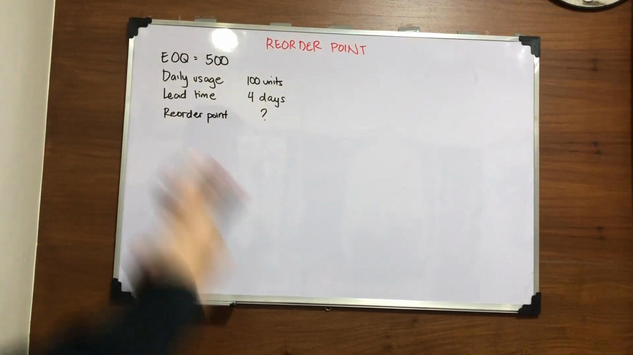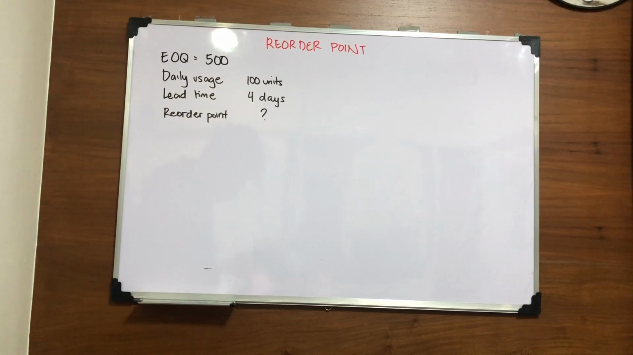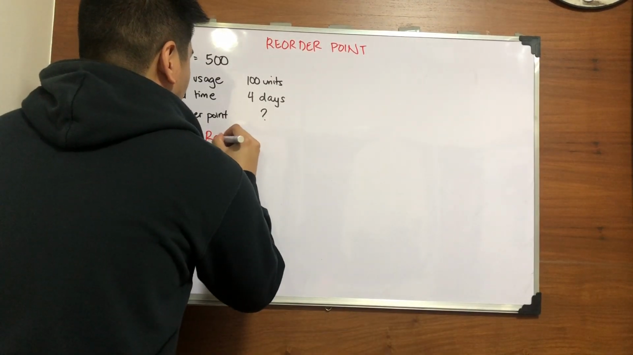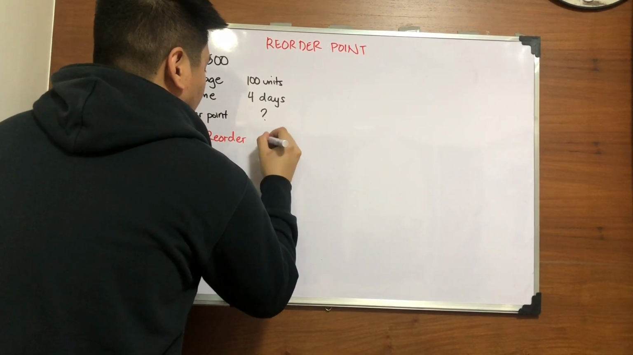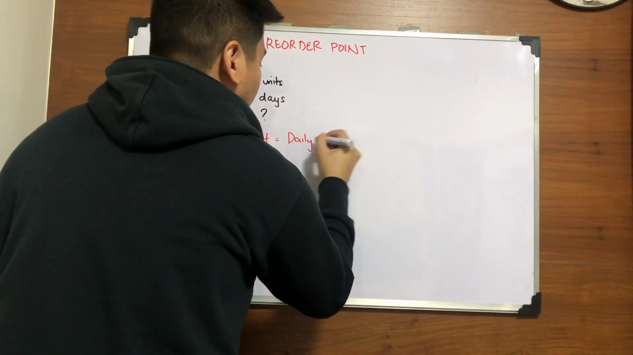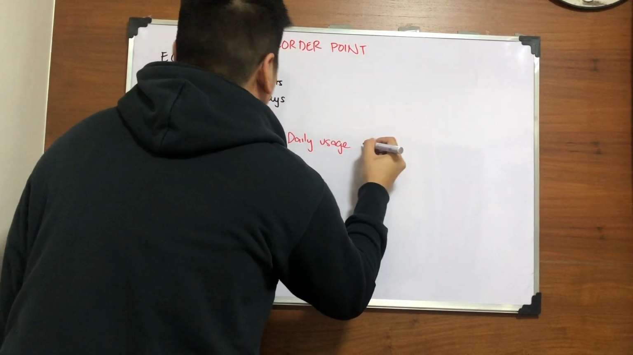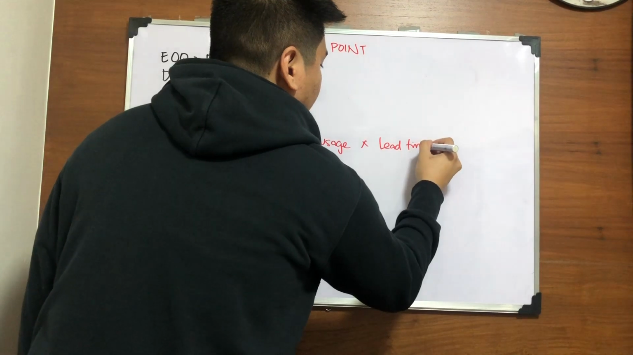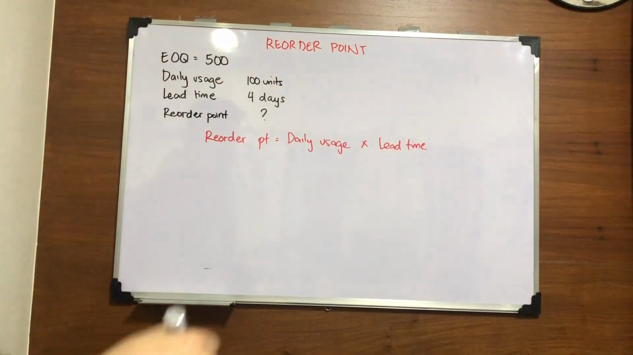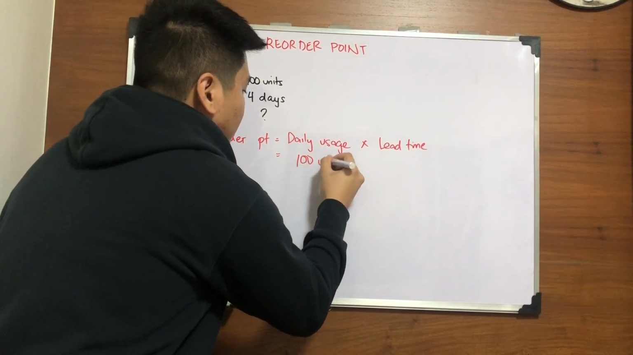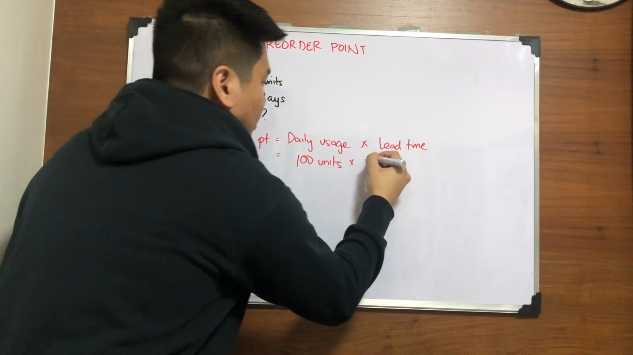So this is where the reorder point enters. So the formula for the reorder point is your daily usage multiplied by your lead time. Okay. So let's just supply. We have 100 units times 4 days.